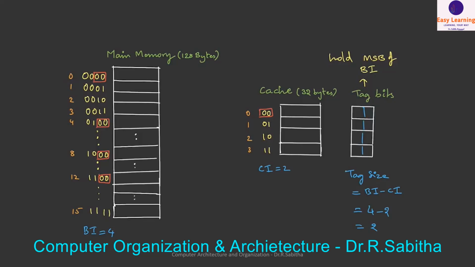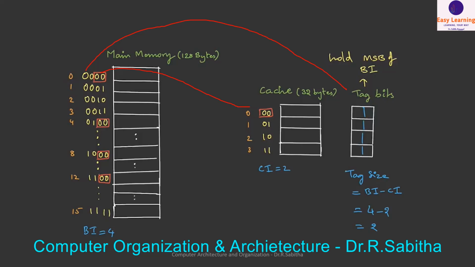Now what values will be placed in these tag bits? Tag bits will hold the most significant bits of the block index. So the least significant bits are used for cache line identification, and the most significant bits of your block index will be used as your tag bits. In this example, it is 2 bits, so the most significant 2 bits of your block index will be placed here.